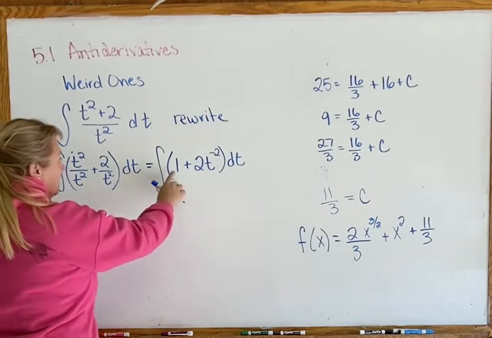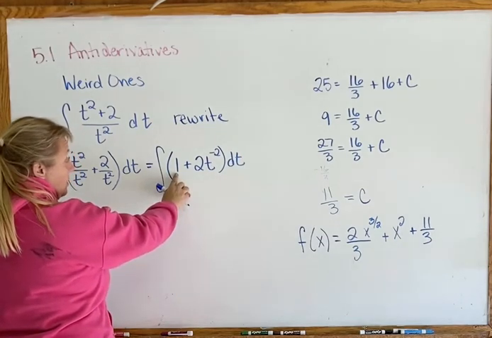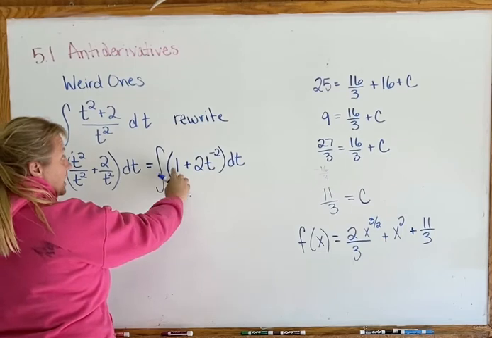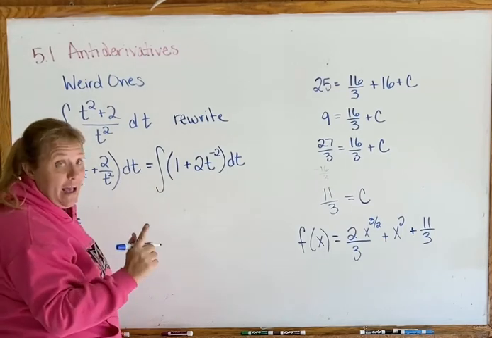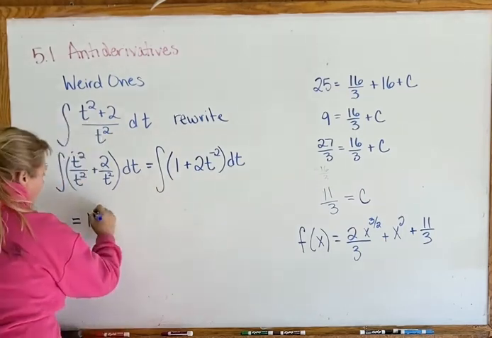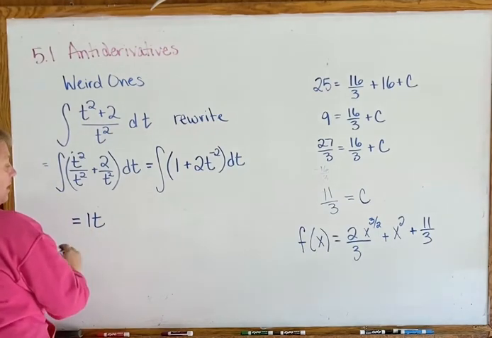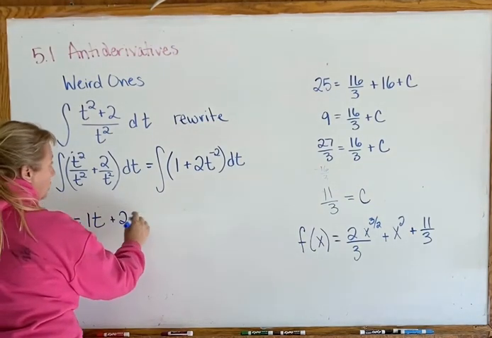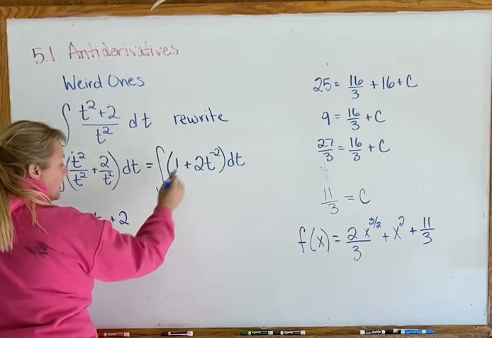So 1 is just a constant. So if we want the antiderivative, we just slap the variable on it. Now don't put x, remember it's t. So this is 1t. And then we've got this plus 2. Now again, remember the exponent is going to go up by 1.